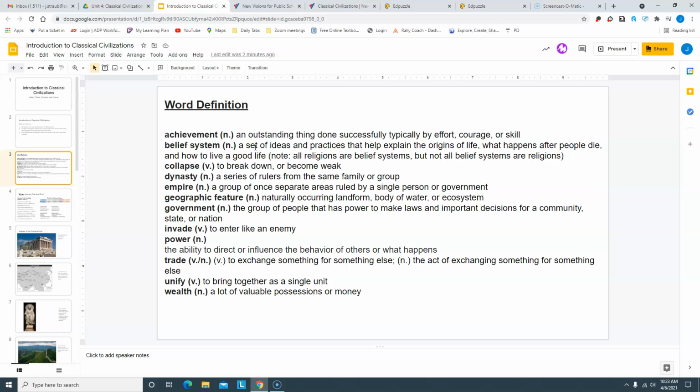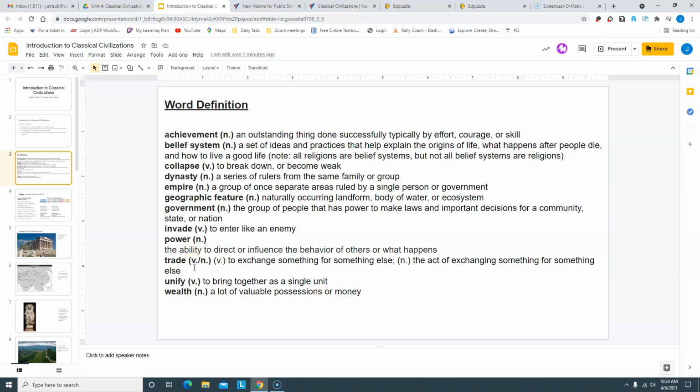You probably heard the word dynasty in Unit 2 when we talked about ancient civilizations. An empire is a group of once separate areas ruled by a single person or government. Geographic feature: a naturally occurring landform, body of water, or ecosystem, like a lake, a river, an ocean. Government is the group of people that has power to make laws and important decisions for a community, state, or nation. Invade is a verb, to enter like an army. Power is a noun, the ability to direct or influence the behavior of others or what happens.